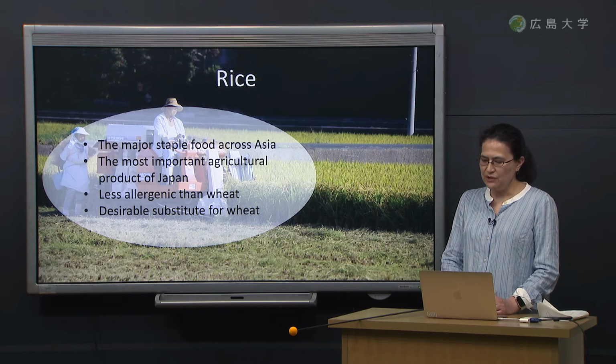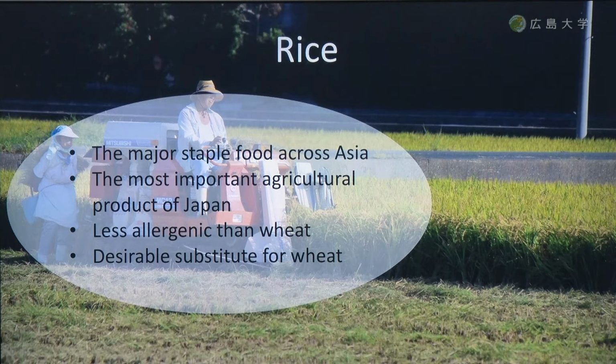Rice is the major staple food across Asia, and in Japan it has been the most important agricultural product. Nowadays, the annual consumption of rice is 61 kilograms per person, which is about half the amount eaten 50 years ago. On the other hand, the wide prevalence of wheat allergy and celiac disease has led to a growing demand for gluten-free foods. Rice is less allergenic than wheat, and it is considered a suitable substitute for wheat.